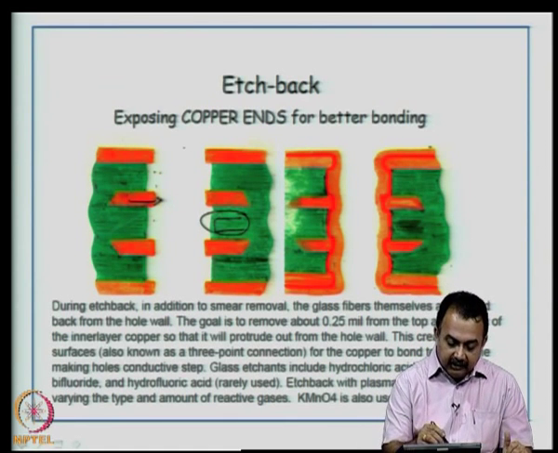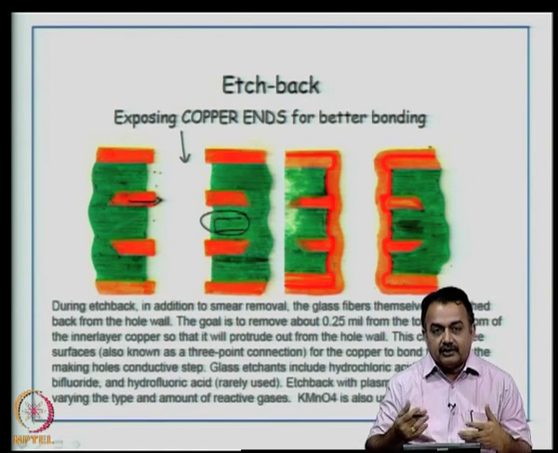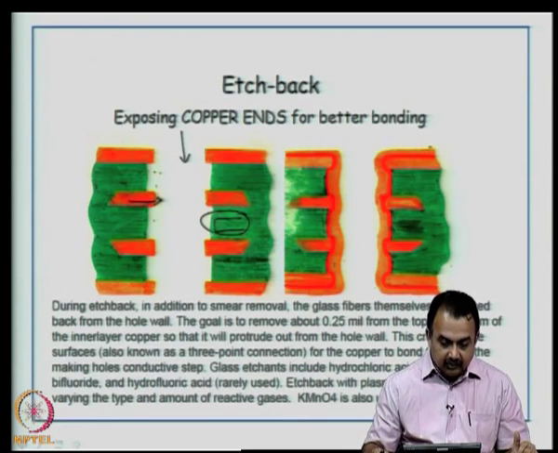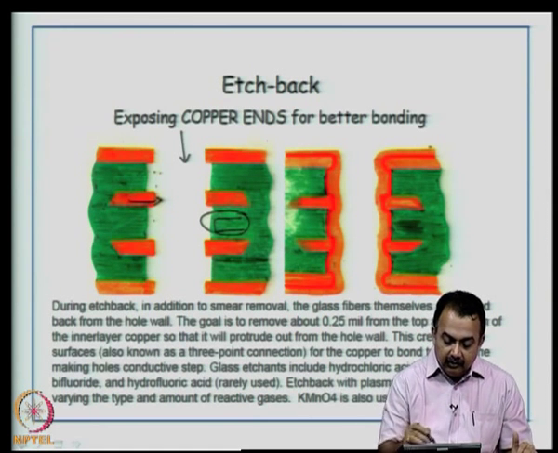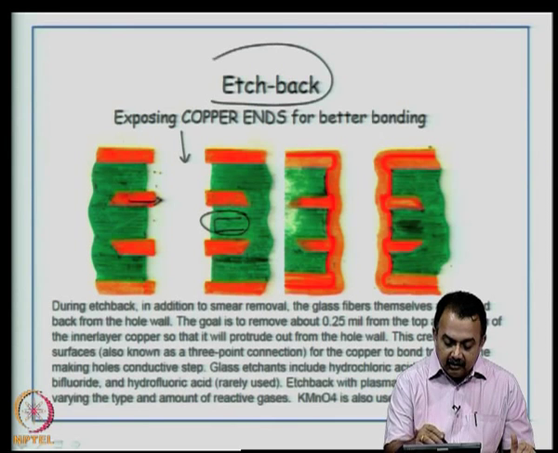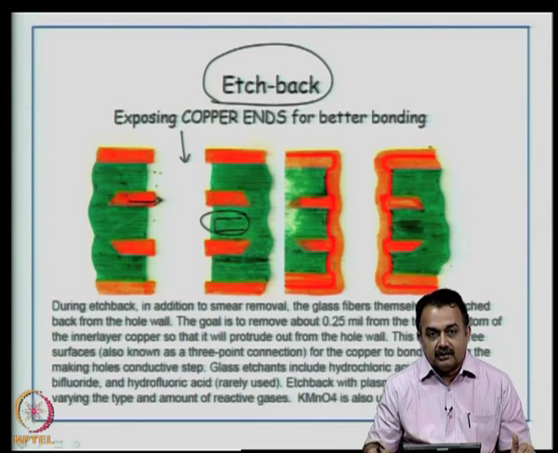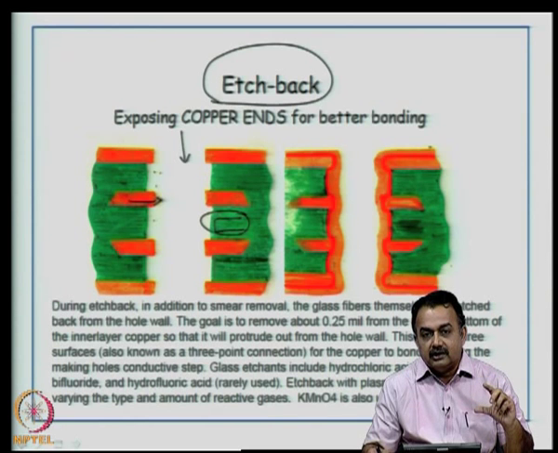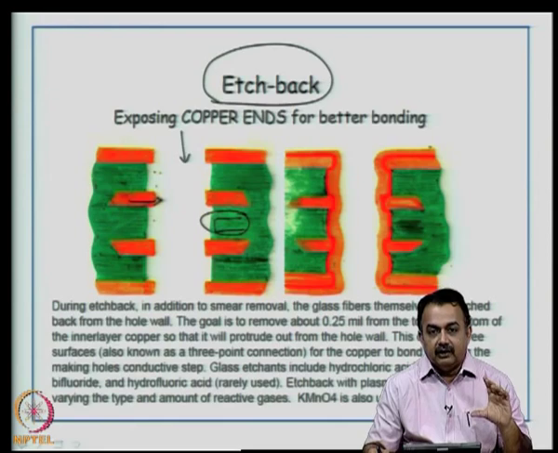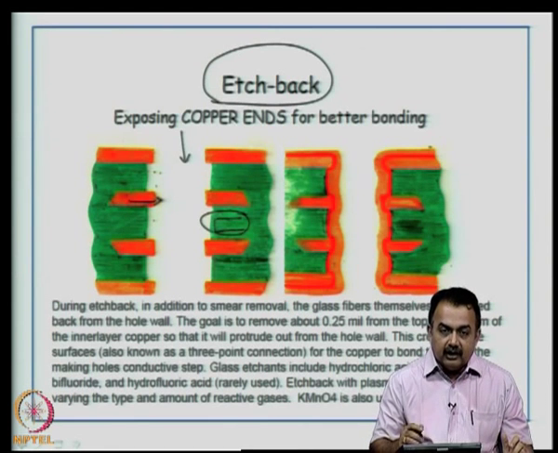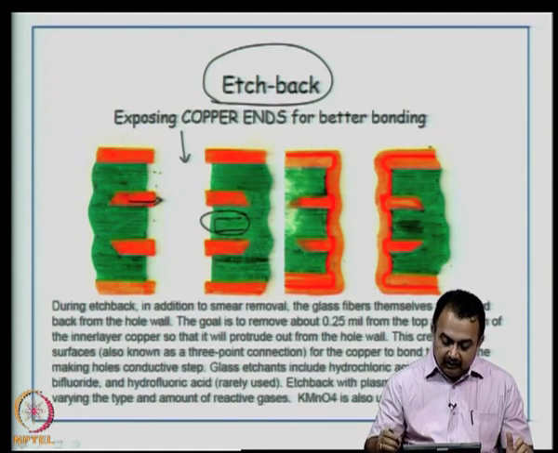Now, if you do a plating in this area, how do you establish a perfect connection? Therefore, we do compulsorily what is known as an etch back process. It will expose the copper ends of all the inner layers for better bonding. Once you see the copper ends of the inner layers, you can do electroless copper followed by electroplating copper, and you can get better bonding between the inner layers.